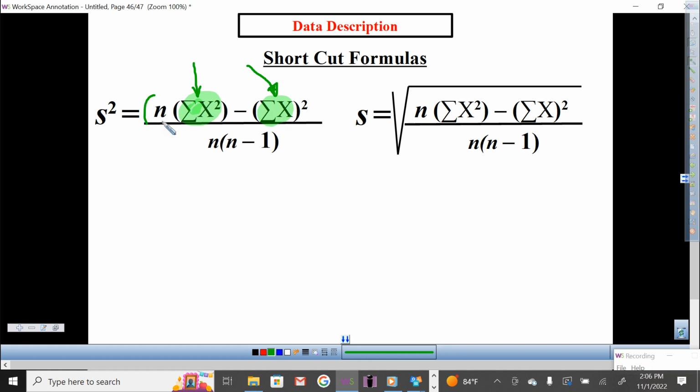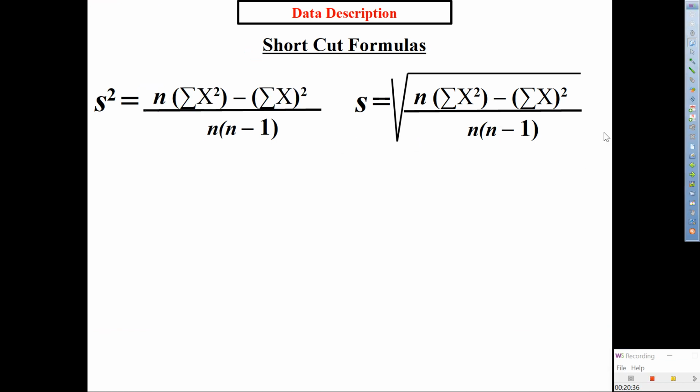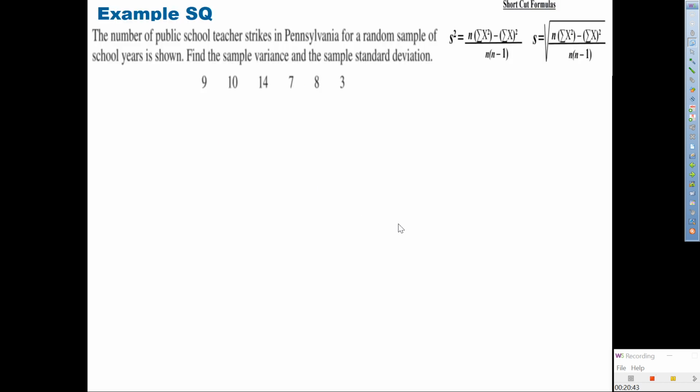And we know that n is the number of items in the sample, and here is the number of items in the sample times the number of items minus 1. Okay? And at the end, the square root. So I'm going to leave that up here, and we're going to do that problem that we just did with all the work, but now using this shortcut to find out how fast we go with that one. All right, here we go.